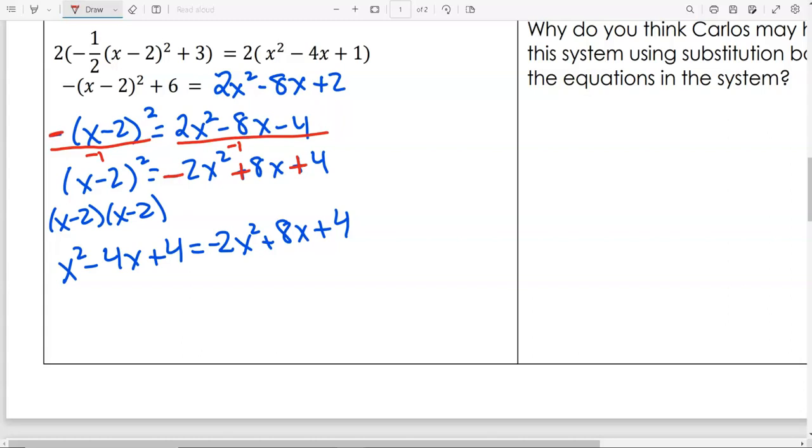All right, now let's move stuff and solve for x. We want x squared to stay positive, right? So let's move all of this to the other side. We're going to add 2x. We're going to subtract 8x. We're going to subtract 4 over here. Add 2x squared. Subtract 8x and subtract 4.